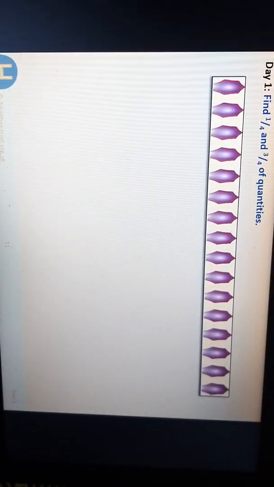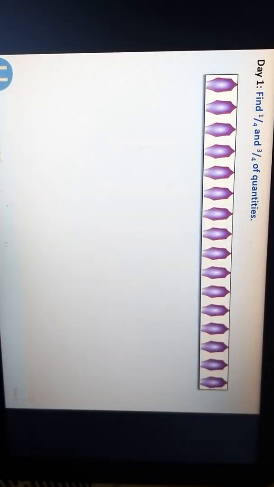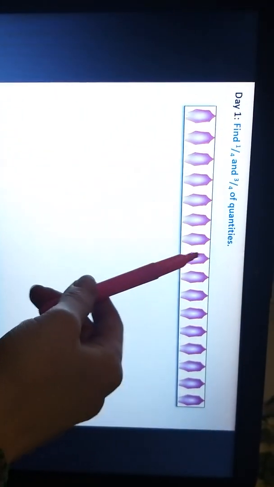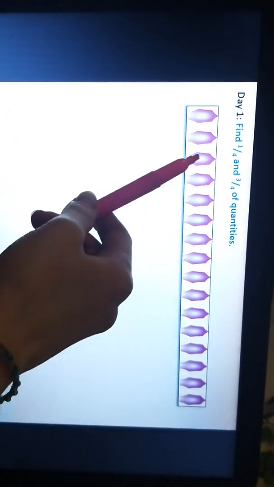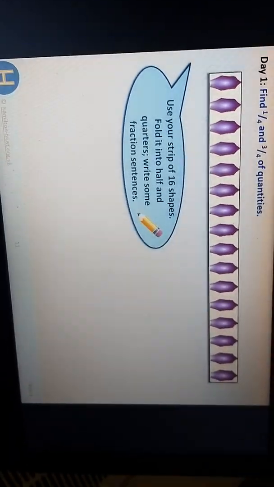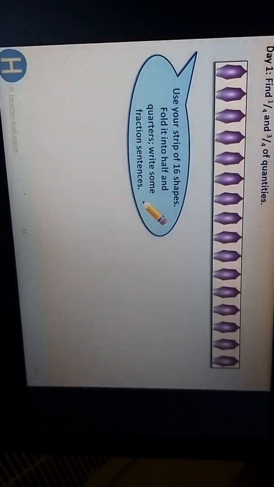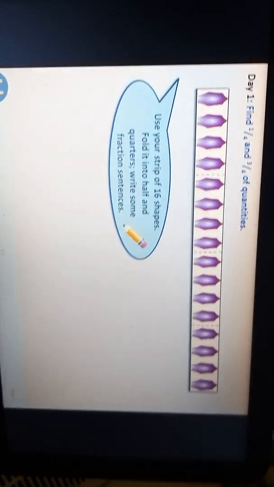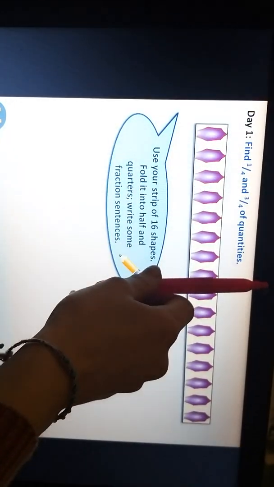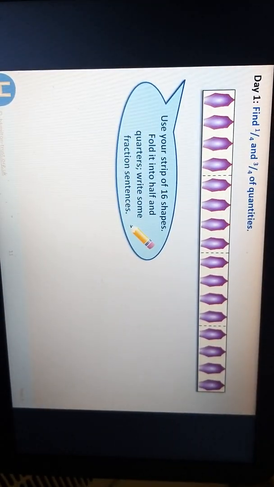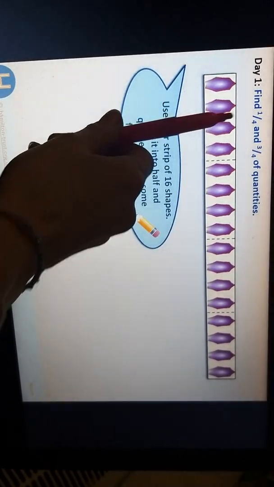Look what we've got here now. We need to first of all count our objects or shapes. 1, 2, 3, 4, 5, 6, 7, 8, 9, 10, 11, 12, 13, 14, 15, 16. My goodness. Use your strip of 16 shapes, fold it into half and quarters and write some fraction sentences. So if we folded it into half, it would be down here. So half of 16 we know is 8. And if we did it into quarters, it would be 4.